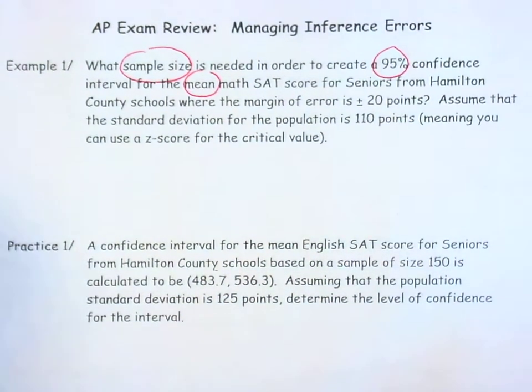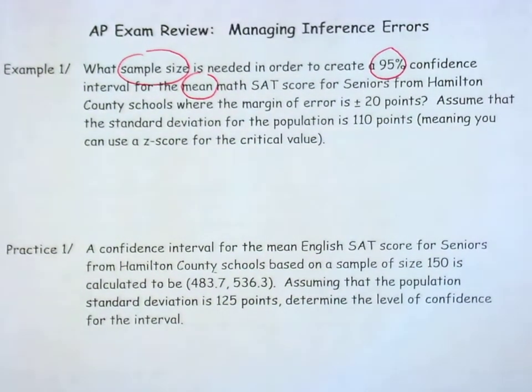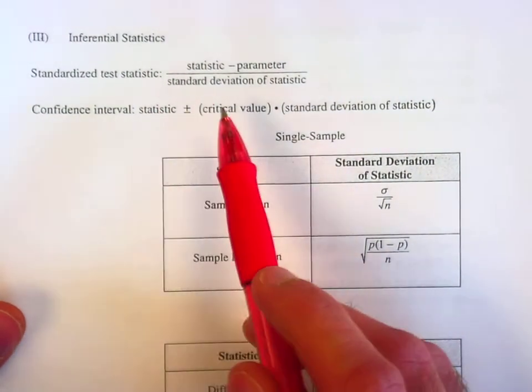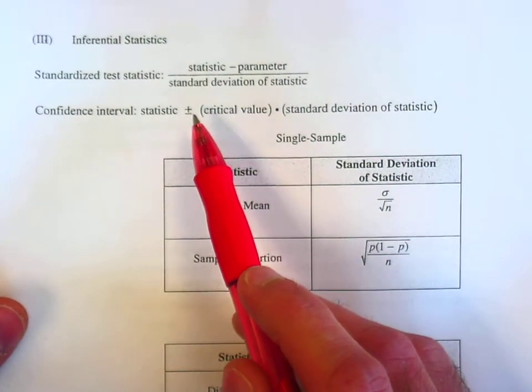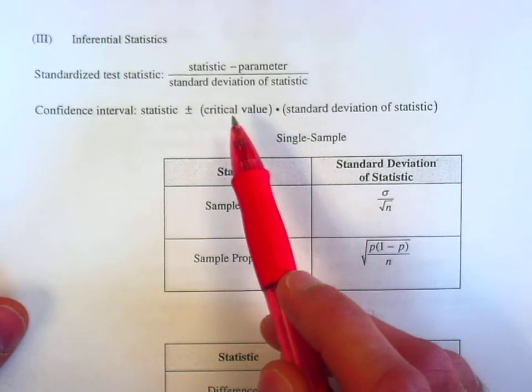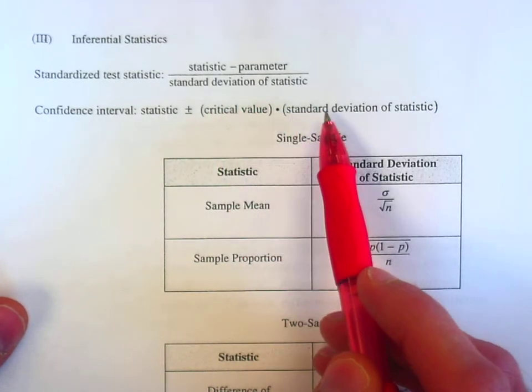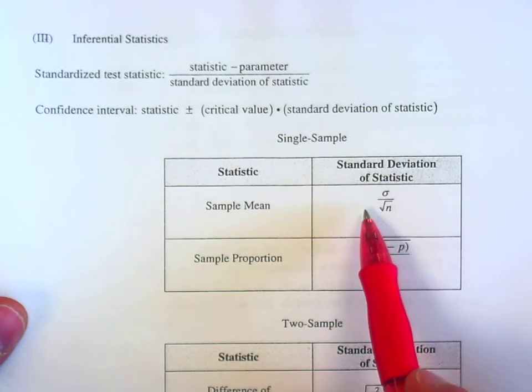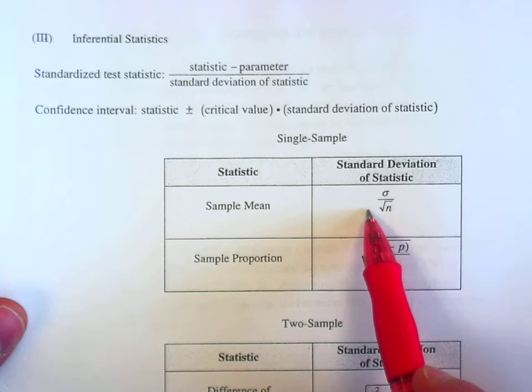So something to think about then, from the formula sheet, here is how you actually build a confidence interval. After the statistic, we add and subtract the margin of error. It consists of a critical value times the standard deviation of the statistic. And here is the statistic we're going to use. That's the sample mean.